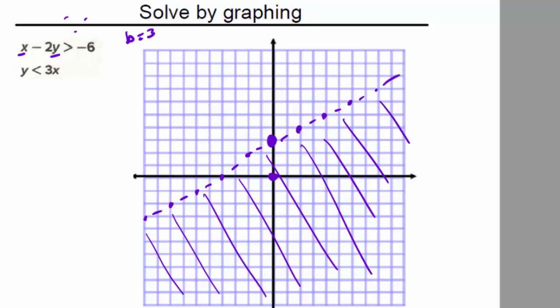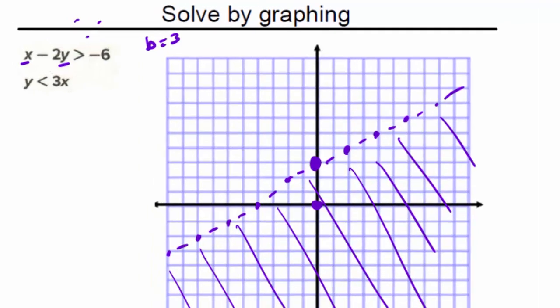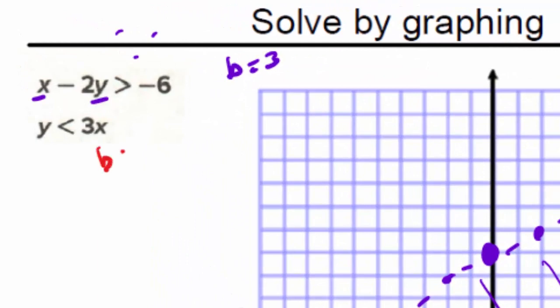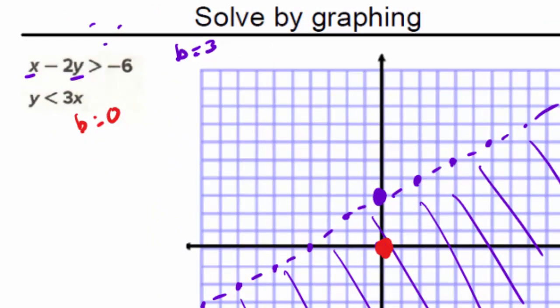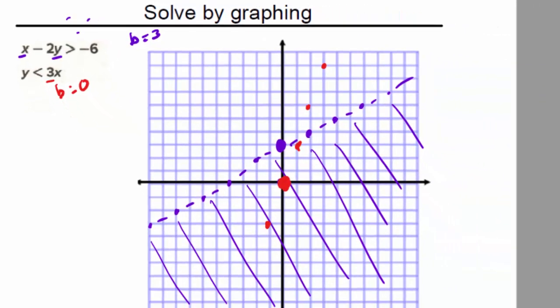When I go to my next one, I have a y-intercept down here, b value of 0, which means it goes to the origin, so I'm going to use red here. And the slope is right here, it's 3 over 1, so 1, 2, 3 over 1. I'm going to do that a couple times up, and a couple times down and to the left. Again, I'm still going to do a dashed line here. So dashed line along this one.